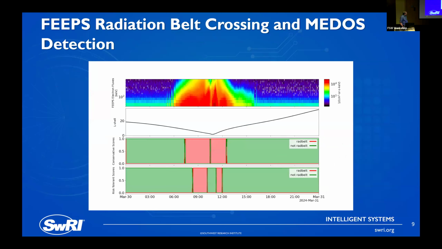This is another set of plots. This shows a simulation, well, it's actually real data from MMS from when we transition through the radiation belt. And there's really two sets of scores here produced by MEDOS, a conservative set of scores and a risk tolerant set of scores. There's just a little bit wider band on the conservative scoring than on the risk tolerant scoring.